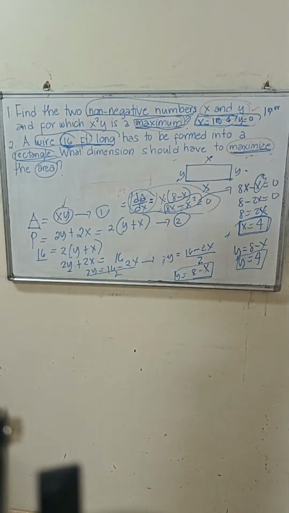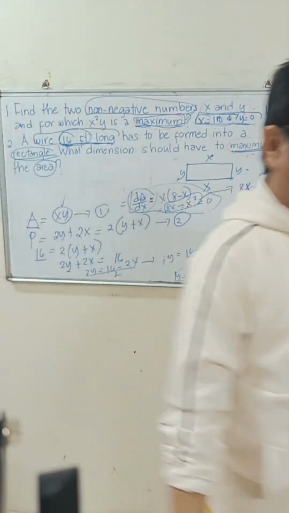So perfect. No need to test. We need to test only if we have two values of x and two values of y. The moment you have only one value, you don't need to test because you are wasting your time. Get the point? So that's it. Any questions so far?